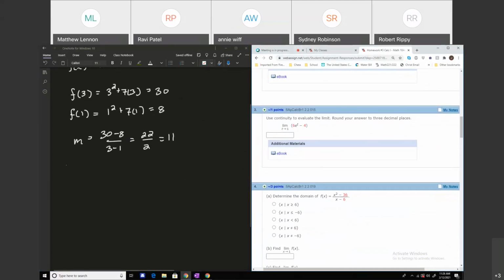Number 3 is not hard because they tell you it's a continuous function. And when you're doing the limit of a continuous function, all you have to do is plug in the point. So literally, all we're doing is plugging in 1. So we get 6e to the first minus 4, which is 6e minus 4. And they want 3 decimal places. So we have to go grab the calculator.